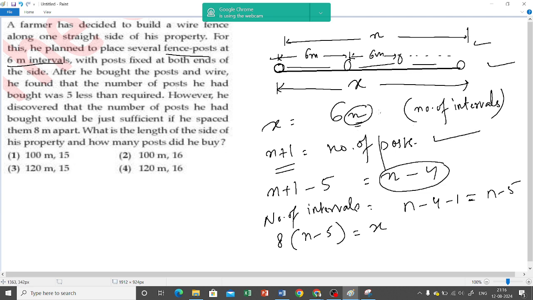In this case, when n was the number of intervals, the number of posts is n plus 1. Now the number of posts is what? N plus 1 minus 5. Why? It is given that he bought 5 less than required. So n plus 1 minus 5, which is n minus 4. So this is the number of posts that he actually bought. Now what is the number of intervals then? N minus 4 minus 1, that is n minus 5. Now see, these posts are placed 8 meter apart. So that means 8 into n minus 5 is equal to x. Now what is this x? This x is 6n.